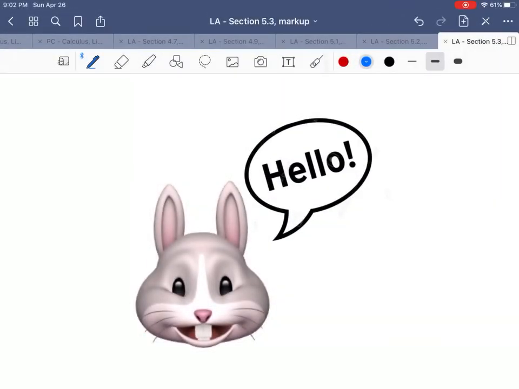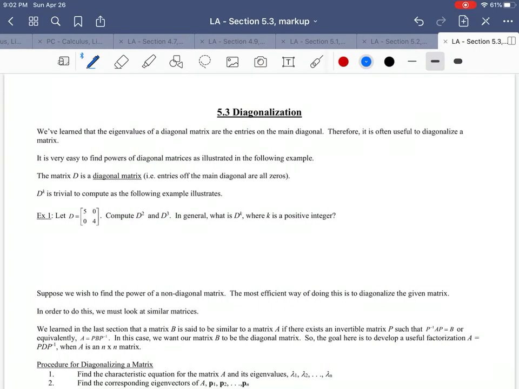All right, hello there. We're going to do section 5.3 today. We're almost done with linear algebra. We only have 3 more sections in chapter 6 to do. And so here we go with our topic, diagonalization.